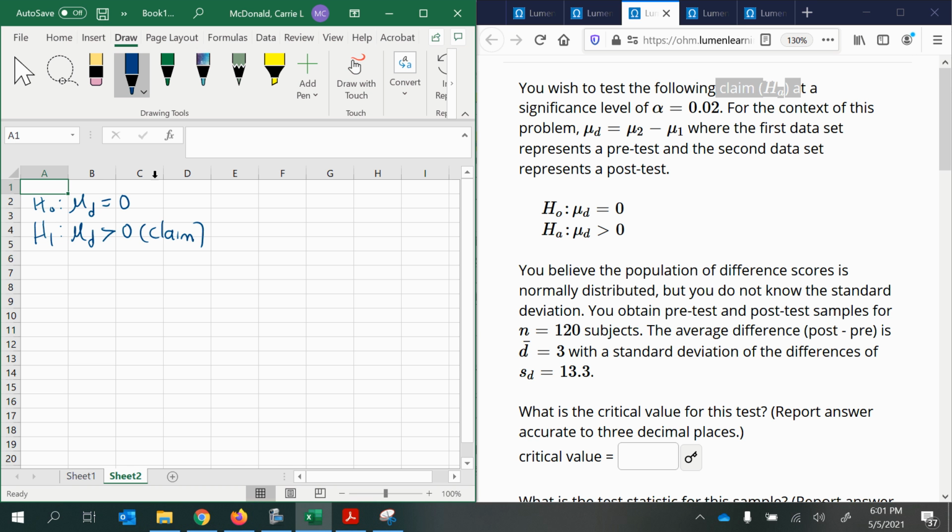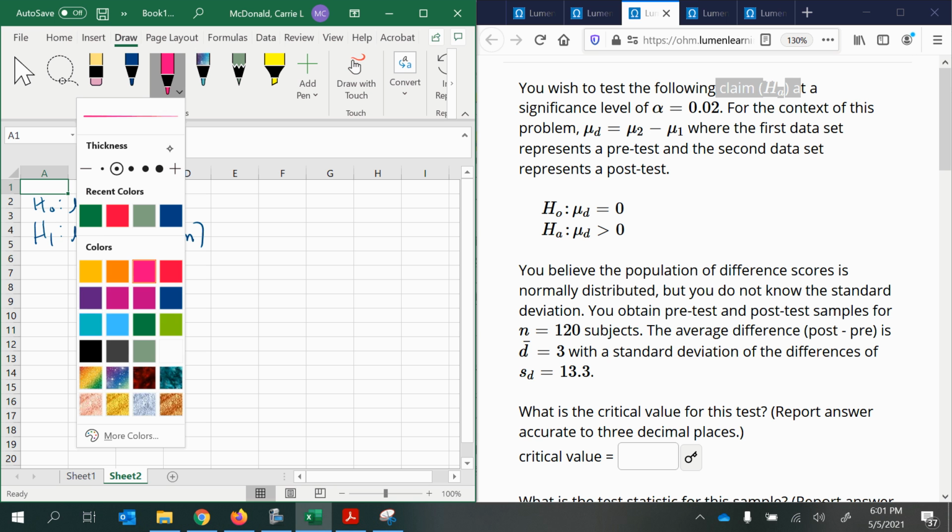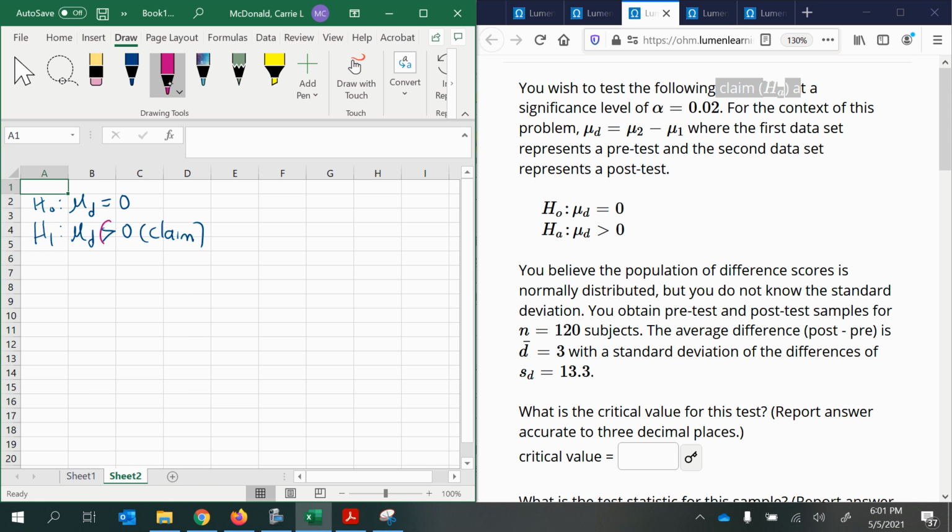And we know that since it is, I'll use another color here, I like purple. Since this is a greater than symbol, that means this is a right-tailed test.